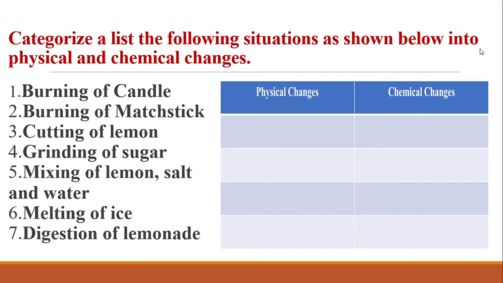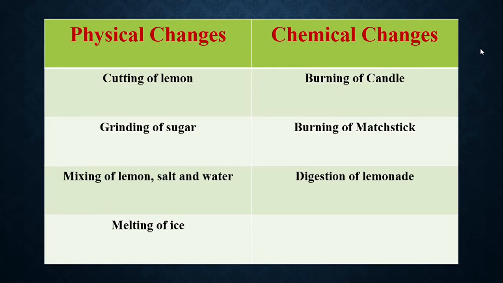So I guess you have done it. Let's check out the answer. What are the physical and chemical changes from these situations? Here we have the physical changes, which are the cutting of lemon, grinding of sugar, mixing of lemon, salt and water, and melting of ice. These are the four physical changes, right? And the chemical changes are burning of candle, burning of matchstick, and digestion of lemonade. So these are the chemical changes.